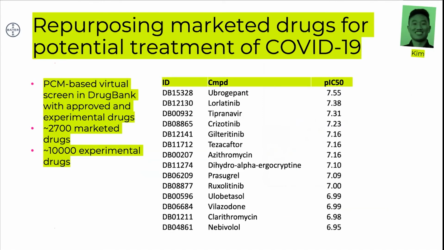Okay, so then we took our model that was trained and started some PCM-based virtual screening using DrugBank on approved and experimental drugs. Our working hypothesis is that if we want to come up with a potential treatment for COVID-19, we can only use existing drugs that are out on the market, because they are at least safe and do not do any harm. So that is the trade-off.